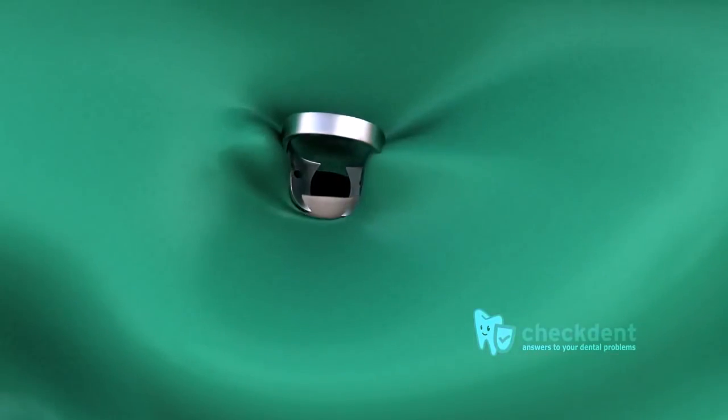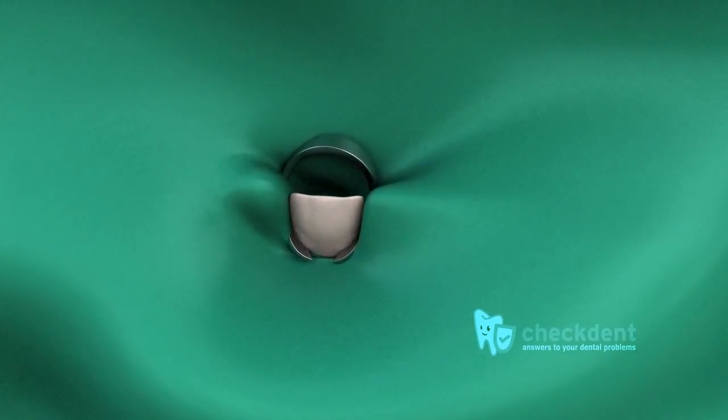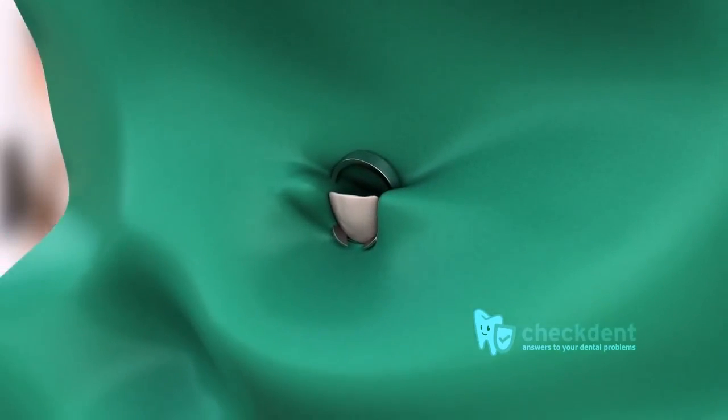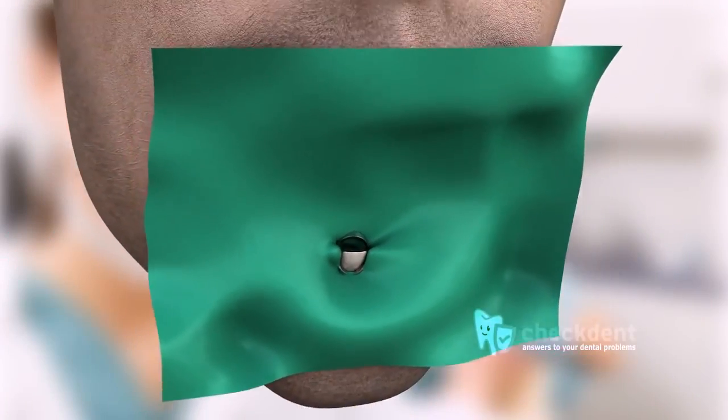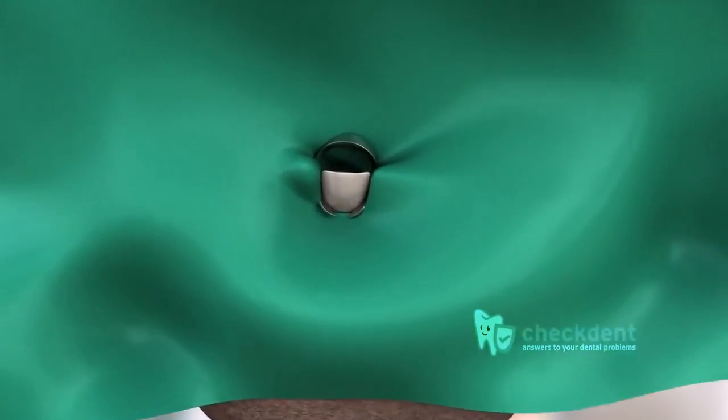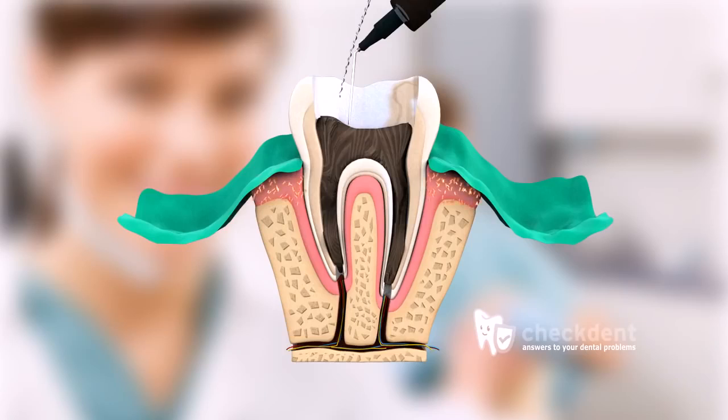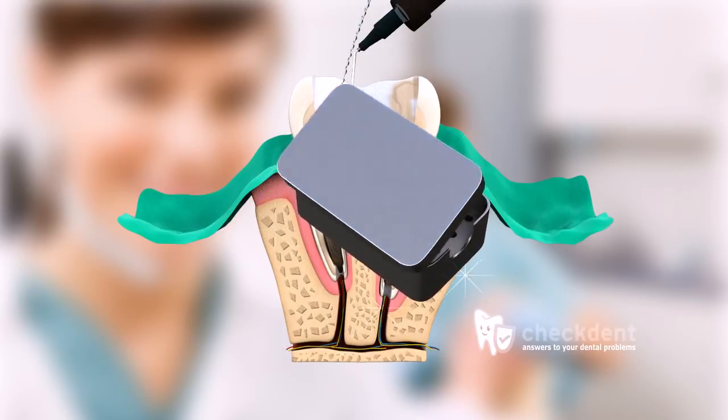In order to create this environment in the oral cavity, it's imperative that the dentist works with a rubber dam because that's the only way to prevent saliva from reaching the interior of a tooth. Saliva contains many different bacteria that can endanger the success of a root canal treatment. Furthermore, it's important to work with sterile instruments.